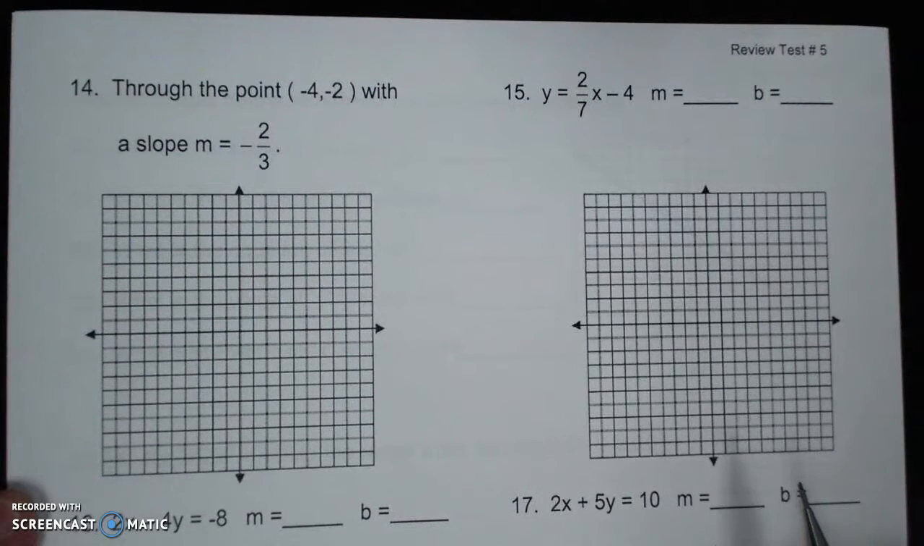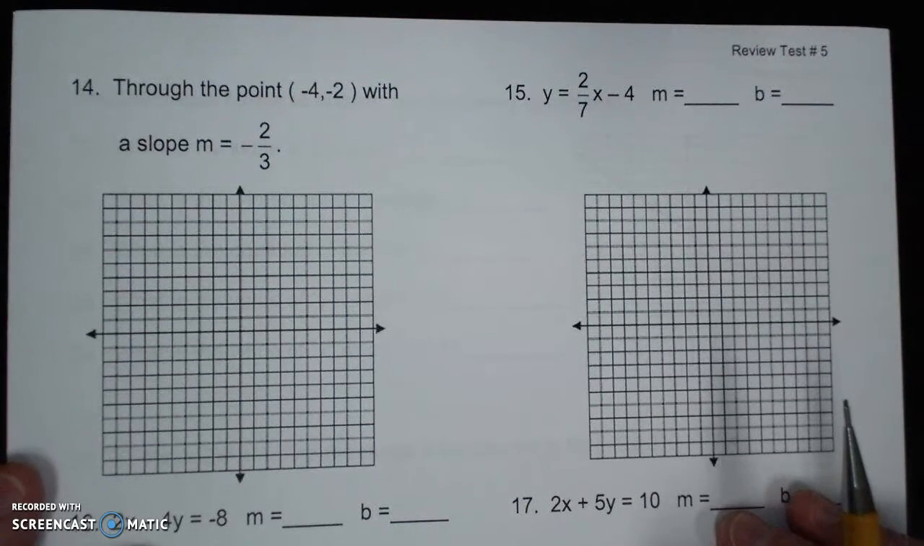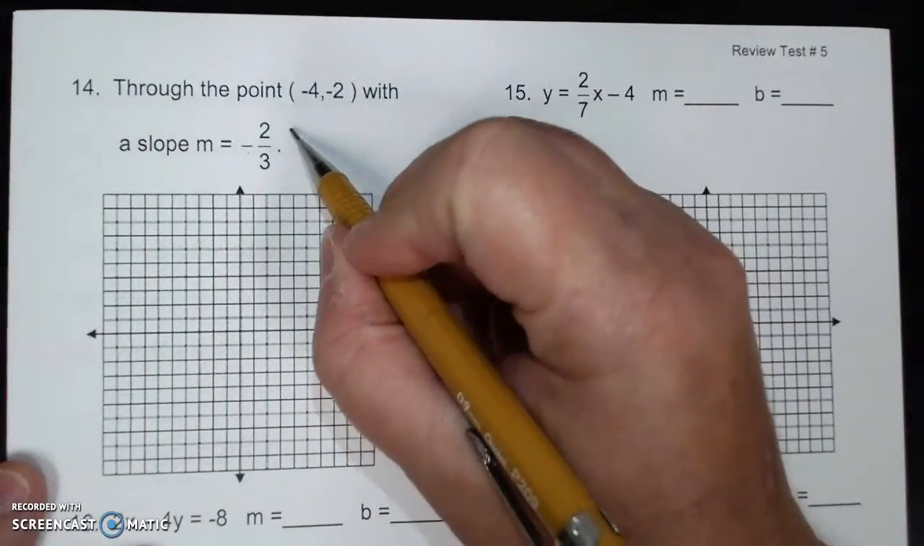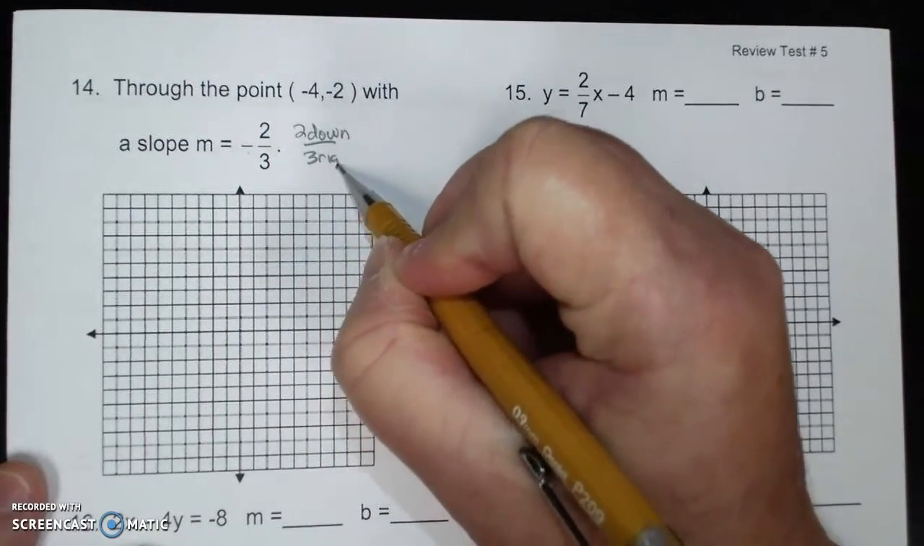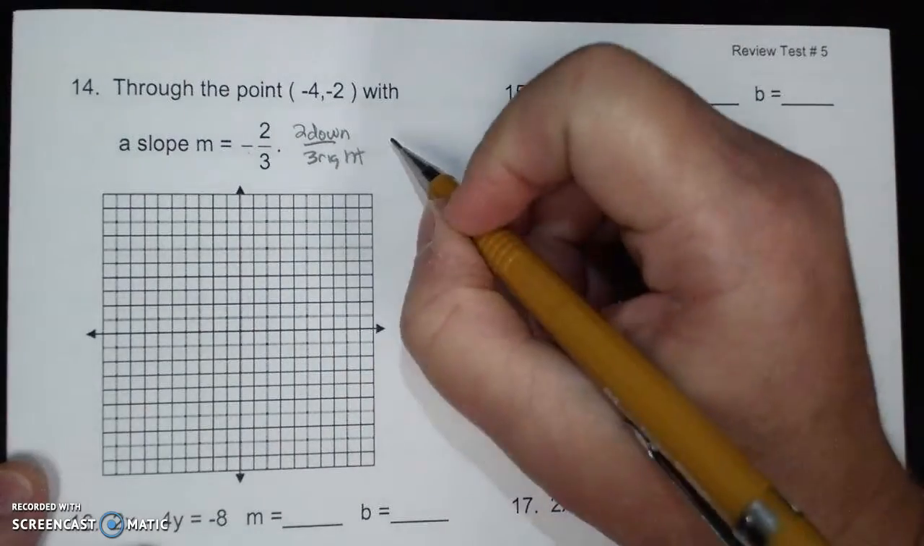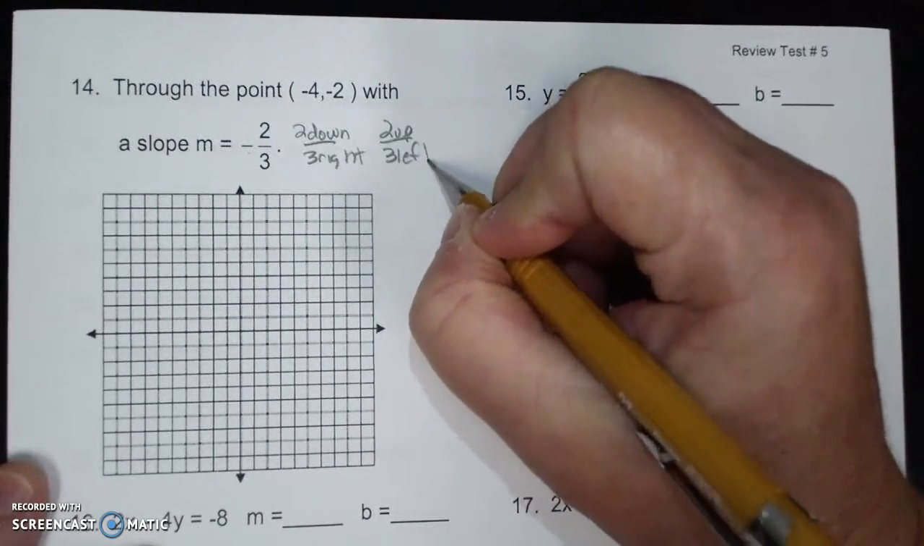This is page 3 of the review for the test on Unit 5. Notice that there's going to be a lot of graphing required of you. This one is through a point with a given slope. This slope says 2 down, 3 right. This also are the words 2 up, 3 left.